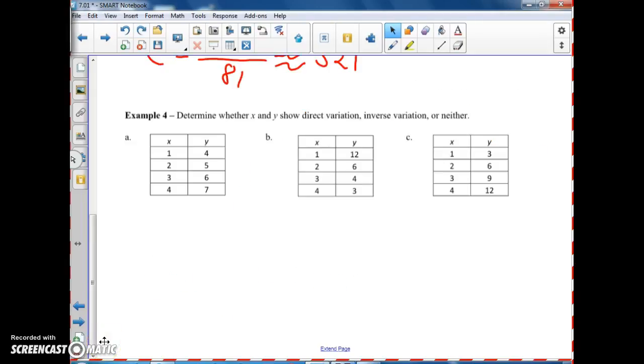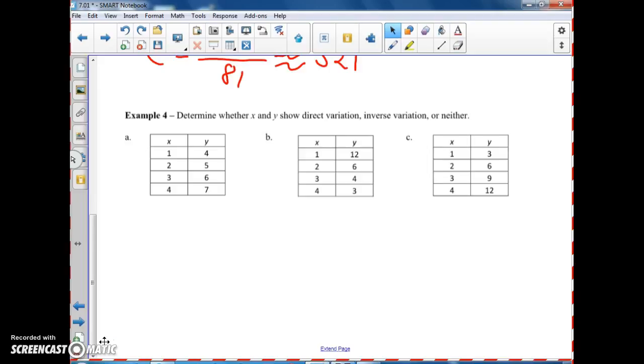Okay, determine whether X and Y show direct variation, inverse variation, or neither. Let me ask you again. If you multiply the two numbers together and you always get the same number, it's what? Inverse. If you divide the two numbers and you always get the same number, it's direct. Correct. And if you don't get either of those, it's going to be neither. So look at A. How much is 1 times 4? 4. 2 times 5, 10. 3 times 6, 18. 4 times 7, 28. Do those always equal the same number? No, they don't.